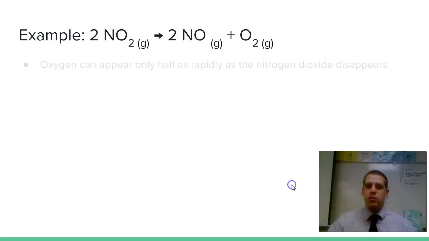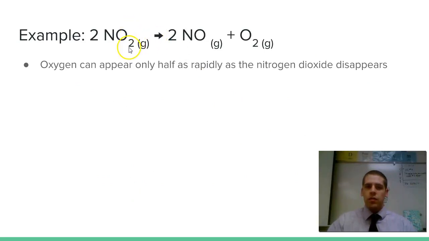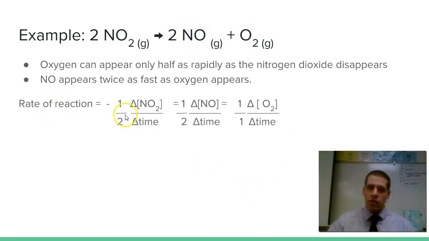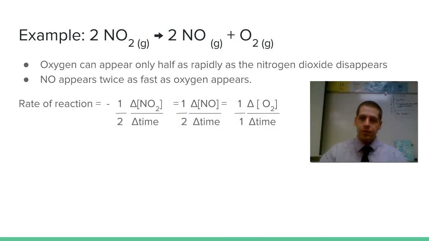Let's look at another example to kind of wrap our heads around this a little bit. Looking at this equation, think about this logically. Oxygen can only appear half as quickly as the nitrogen dioxide disappears. We're going to use up 2 of these in order to make 1 of these. It is also true that NO appears twice as fast as oxygen appears. We're creating product, but we're going to be creating NO at twice the rate of oxygen. And so here's the rate of our reaction. Notice that the reactant is negative, and it's 1 over 2 because our coefficient is 2. It's 1 over 2 for this product, and 1 over 1 for this one.